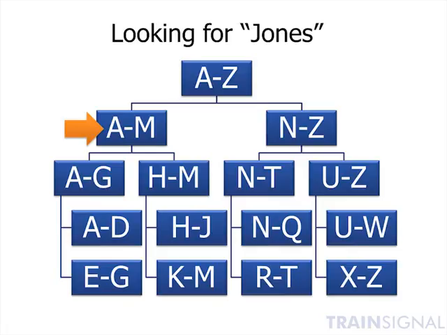We see that it is divided into A through G and H through M. So we'll choose the H through M path. From there, we see that it's divided into H through J, or K through M. Obviously, it would be in the H through J part, and so we continue to traverse the tree, going down to ever smaller chunks until we finally find the row that we're looking for. We would find that in the H through J section.